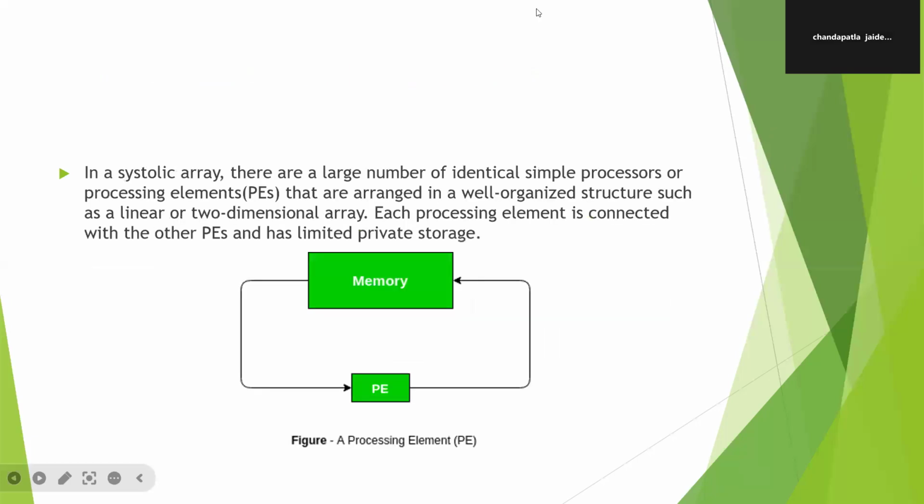In a systolic array, there are a large number of identical simple processors or processing elements (PEs) that are arranged in well-organized structures such as a linear or two-dimensional array. Each processing element is connected with the other PEs and has limited private storage. Here, the memory is connected to the PE and the PE is connected to memory again. So, PE is nothing but processing element. These are the elements which are used for parallel processing.